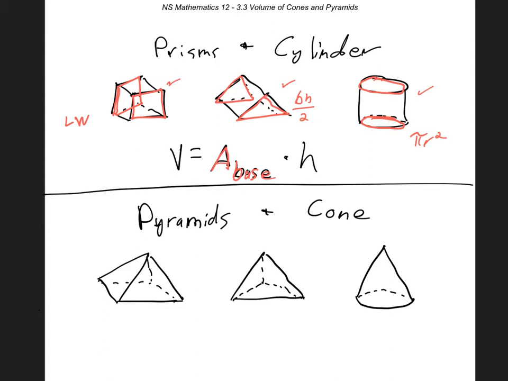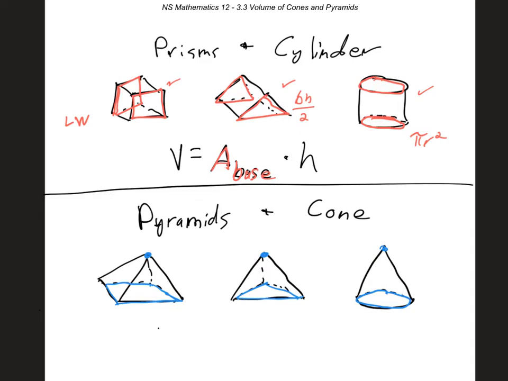Now, pyramids and the cone. So there are similarities between these two shapes, but the key difference is that instead of a shape being repeated on two sides of this figure, the shape is on one side, and then the other side comes to a point. So you can see for the cone and for the pyramids, instead of having the shape on both sides, we have the shape on one side and we have a point on the other.